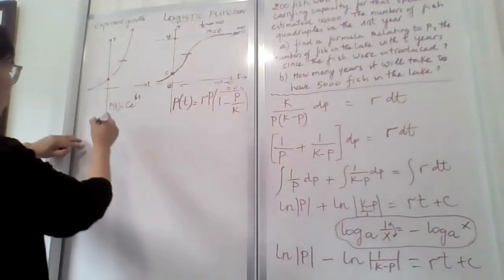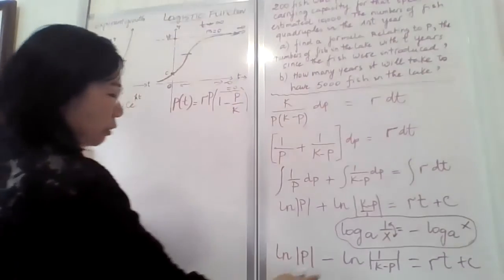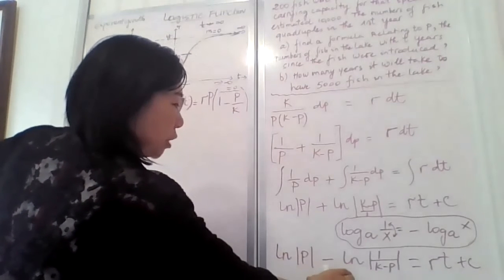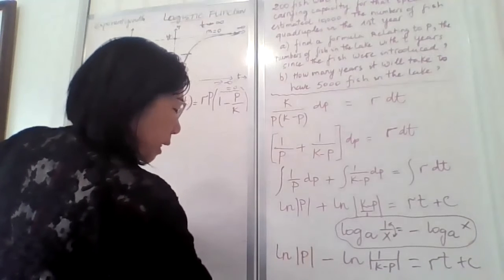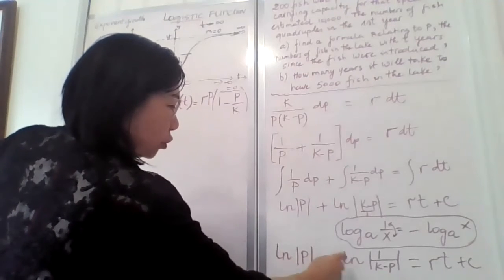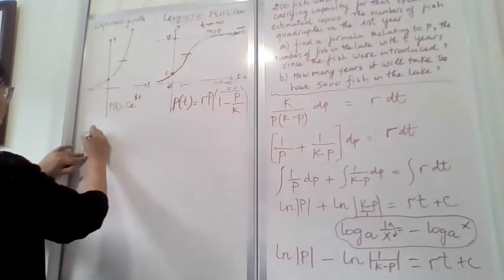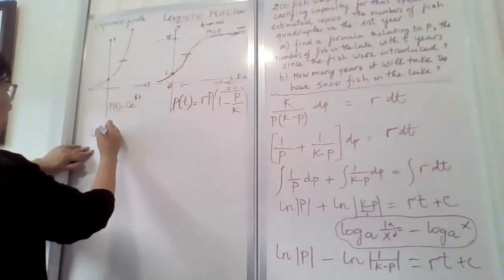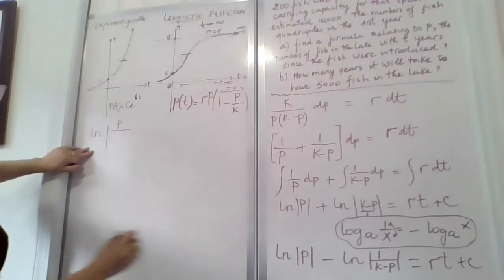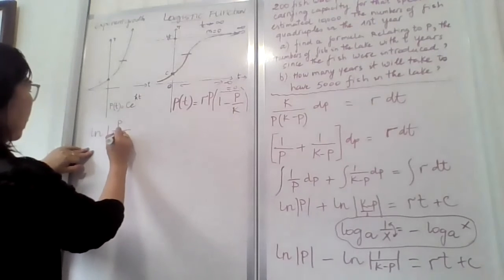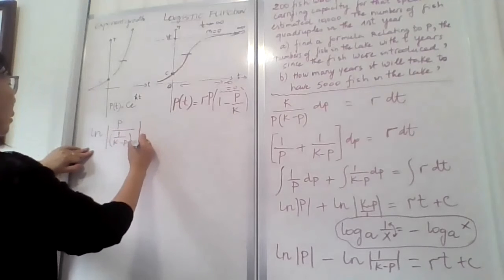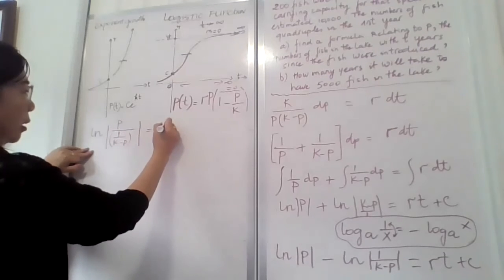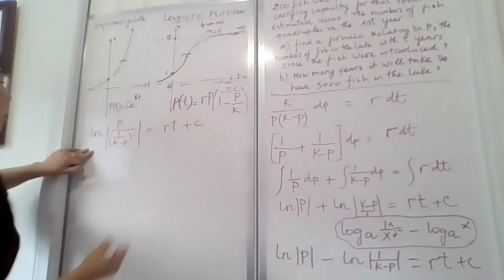So we have ln p minus. Now in logarithms, if you have a subtraction and they both are ln, the same base e, right? Then you can join them together. That's the rule in log as well. So now I'm going to join them together. So I have ln p, subtract becomes divide, and that is 1 over k minus p. And that equals rt plus c.